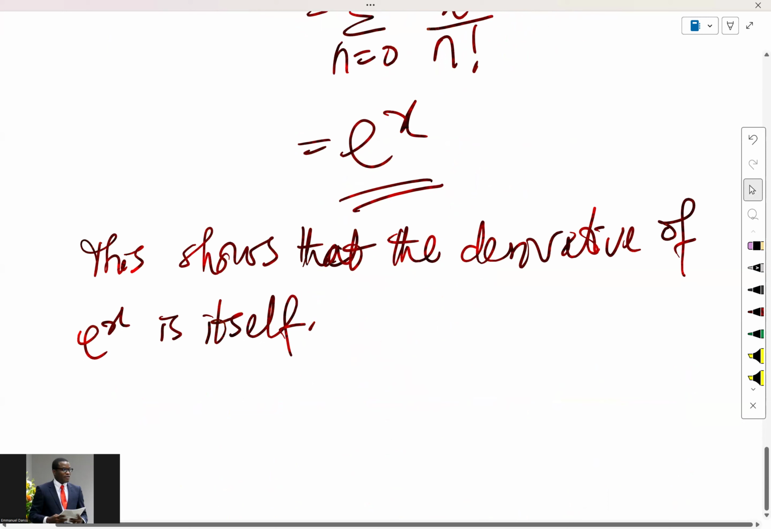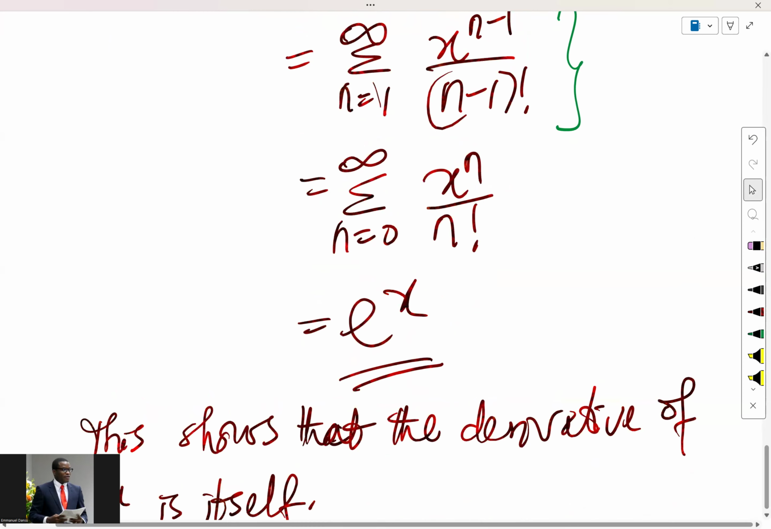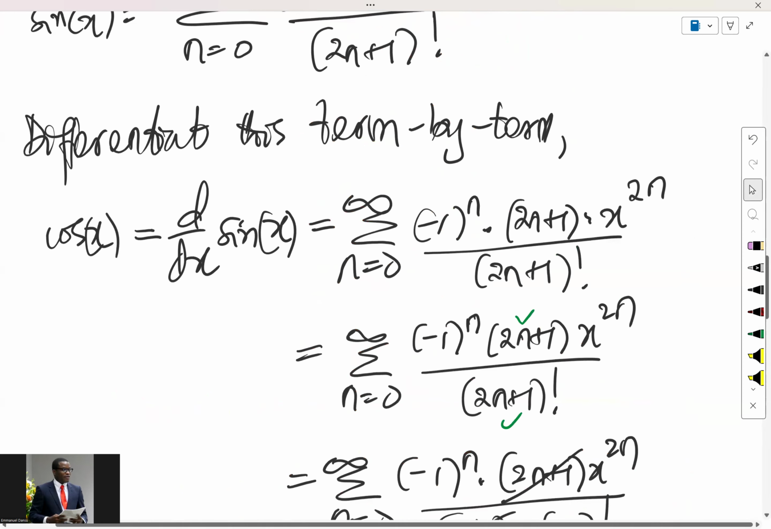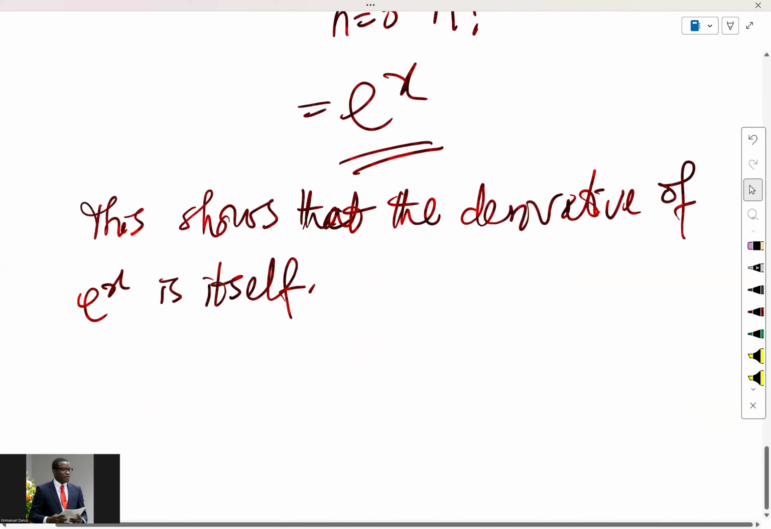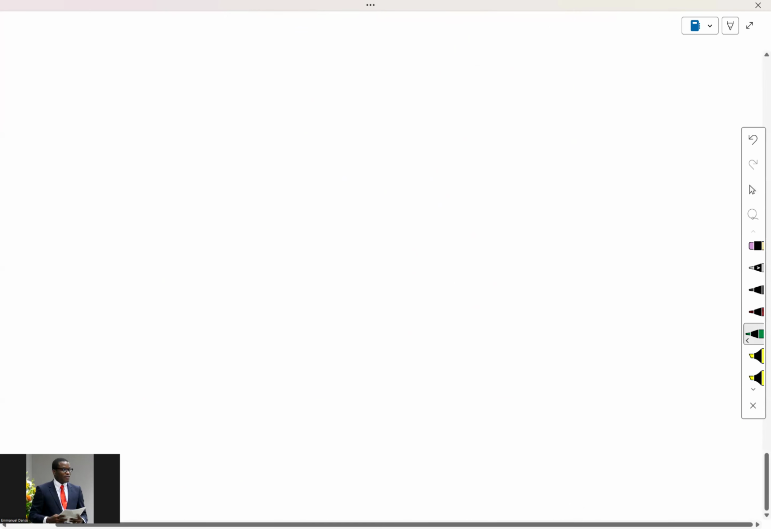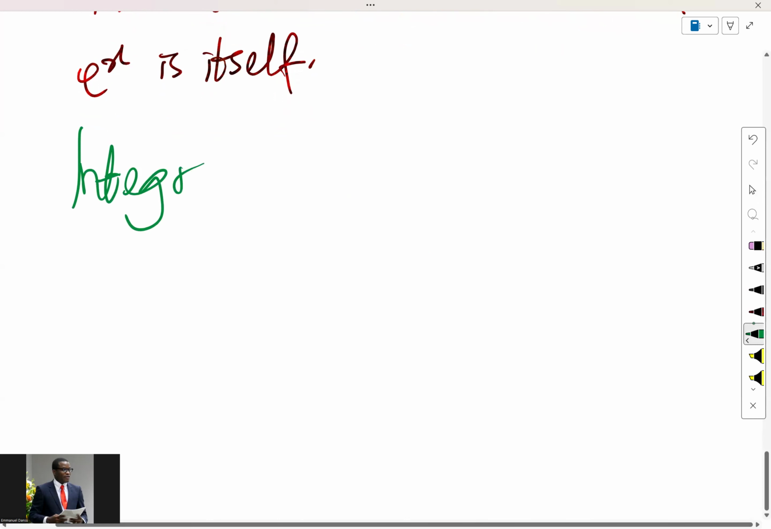So that's that about differentiation of power series. So let's move on to integration of power series.